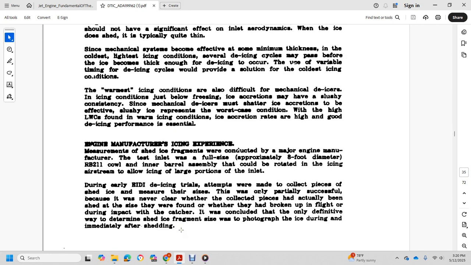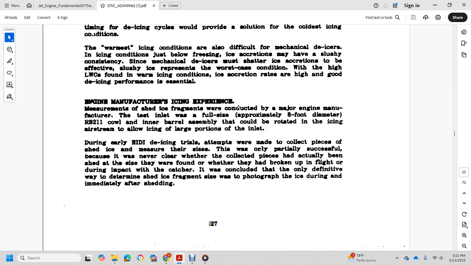Engine manufacturer icing experience: measurement of shed ice fragments was conducted with a major engine manufacturer. The test inlet was full size, with an approximately 8-foot diameter RB211 cowl and barrel assembly that could be rotated in the icing airstream, allowing icing on a large portion of the inlet. During the electro-impulse de-icing trials, attempts were made to collect pieces of the shed ice to measure their size. This was only partially successful because it is never clear whether the collected pieces were actually shed at the size they were found, or whether they broke in flight or during impact with the catch. The conclusion was that the only definite way to determine shed ice fragment size was to photograph the ice immediately after shedding.